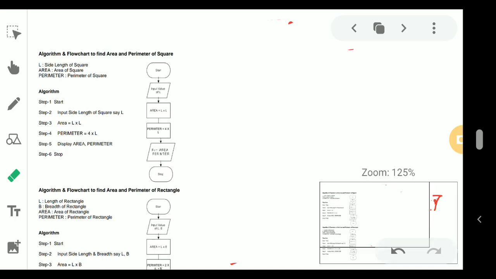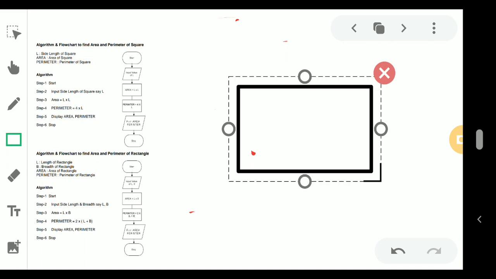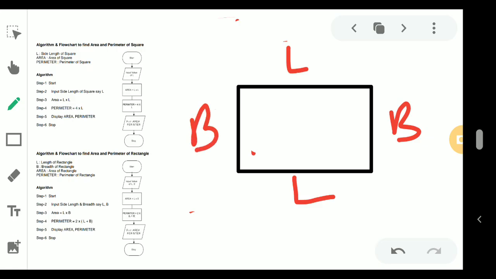Okay, so the next algorithm: we have to draw the algorithm and flowchart to find the area and perimeter of a rectangle. In the case of a rectangle, you know the concept of length and breadth comes in. This one is L, the length, and this one is the breadth. So both length and breadth are there in a rectangle.